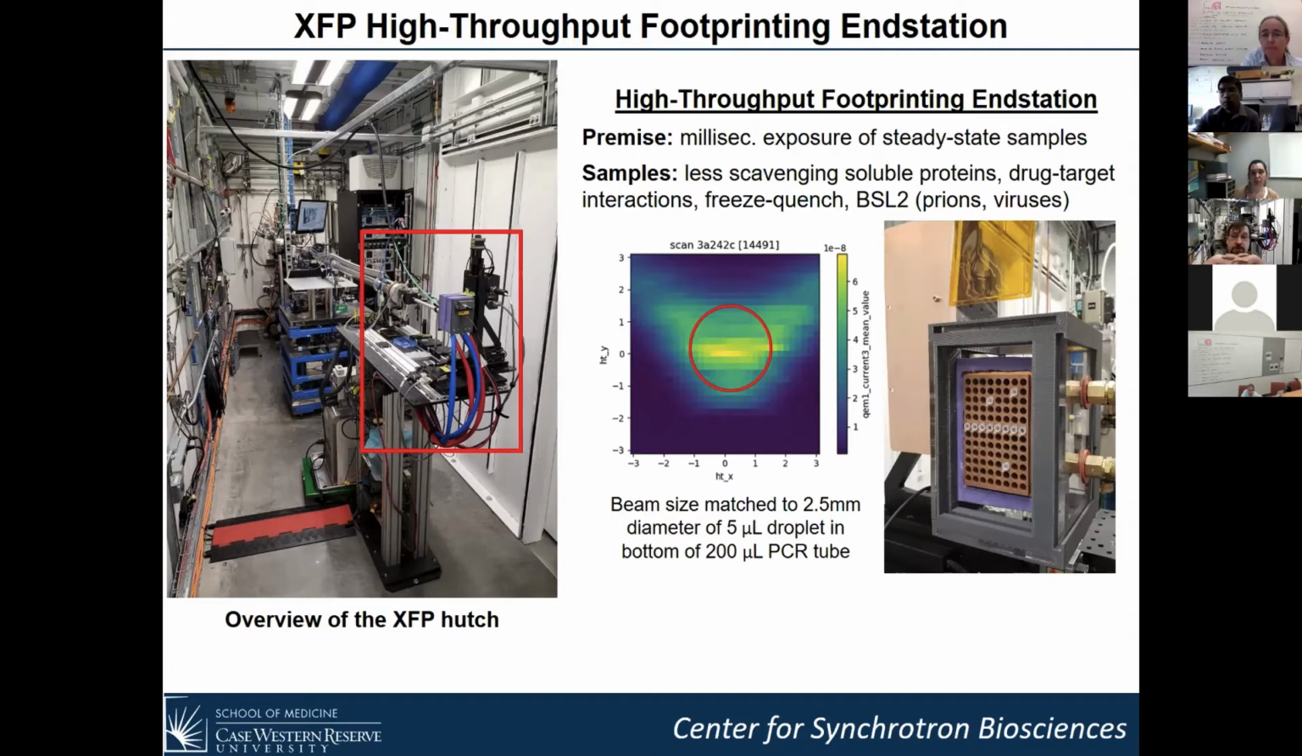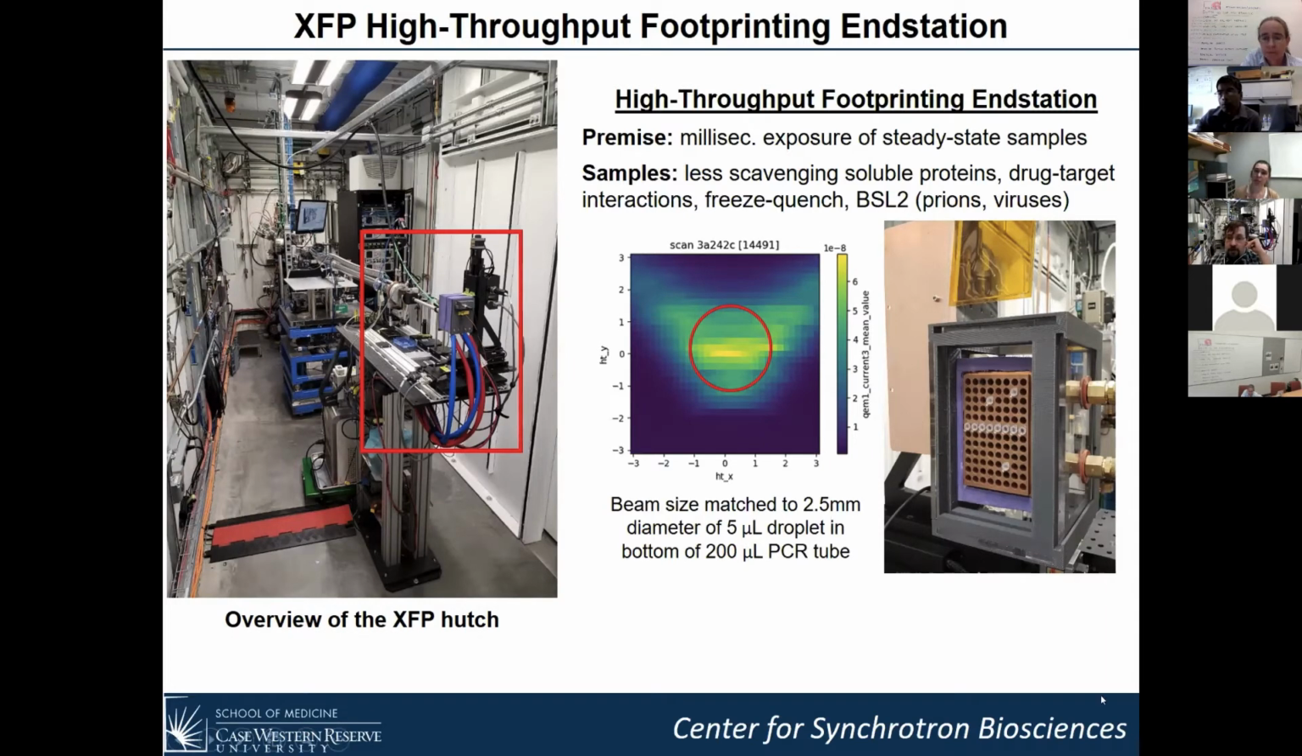The sample resides in a 200 microliter PCR tube. There's a 5 microliter droplet on the bottom, and the diameter of that droplet is about 2.5 millimeters. So we match the beam size, which you can see is this heart-shaped feature in the middle of the screen, and center it on the sample so the droplet sees a roughly even, intense amount of beam. The sample depth in the PCR tubes is also well matched to our 4 to 16 keV energy range in terms of penetration depth and absorption.